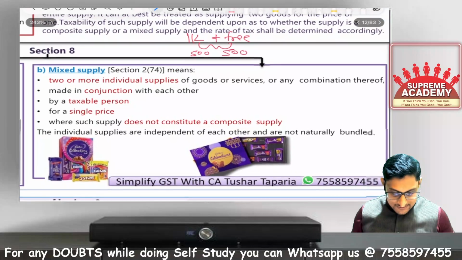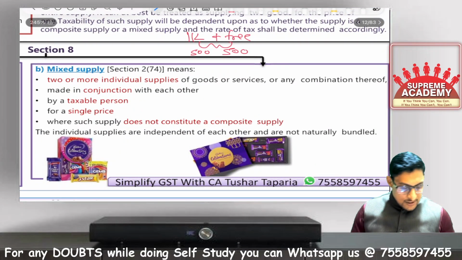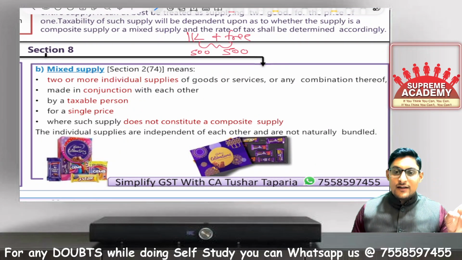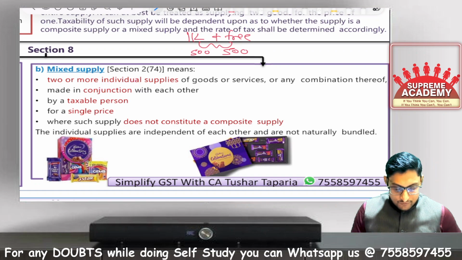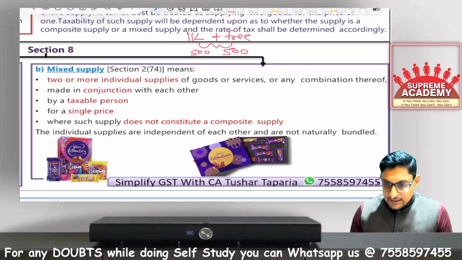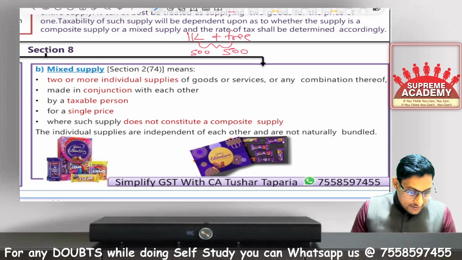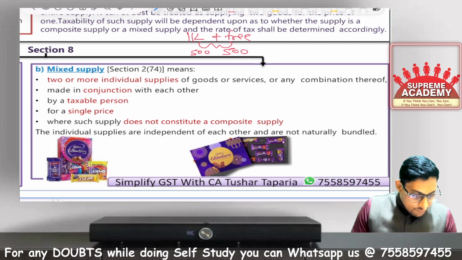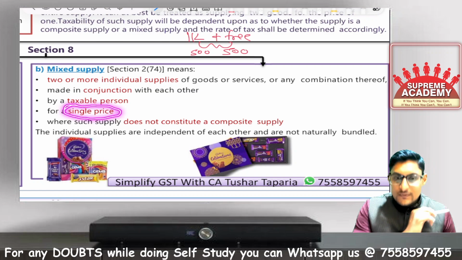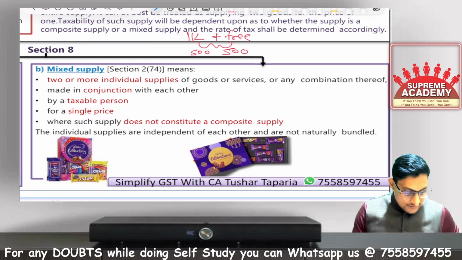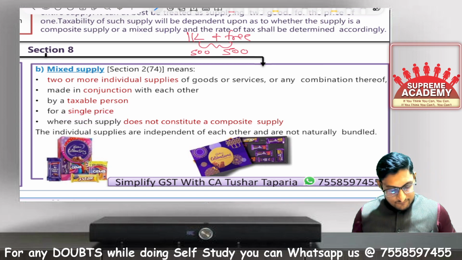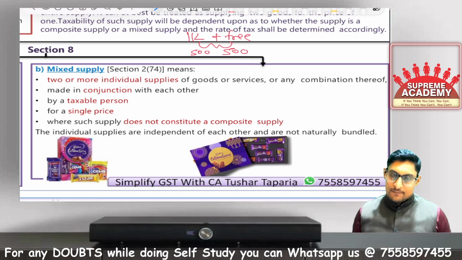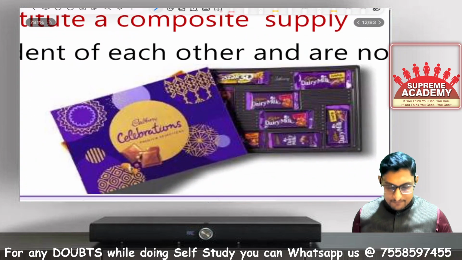Now coming towards the mixed supply. Mixed supply means two or more individual supplies. There, in the composite supply definition, it was taxable supply. Here it is individual supply of goods or services or any combination thereof made in conjunction with each other by a taxable person for a single price. This is an important term in the definition, for a single price, where such supply does not constitute a composite supply.